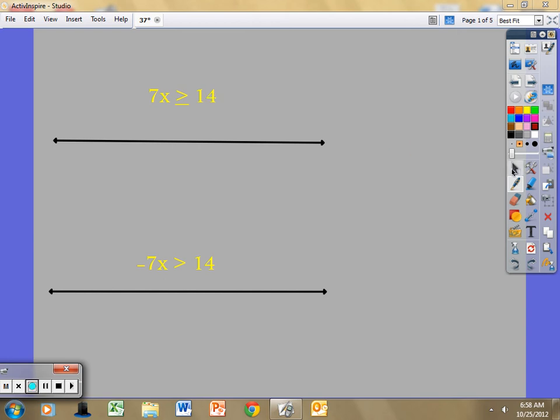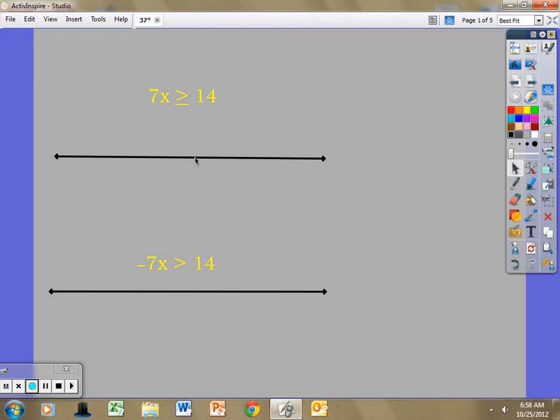Now, again, when I see multiplication and I want to solve this inequality, I want to do the inverse of multiplying by 7. I can divide. Now, also, we know that dividing by 7 is the same as really multiplying by its inverse. So I can also multiply this by 1/7. That would cancel those out, and I'm left with x.